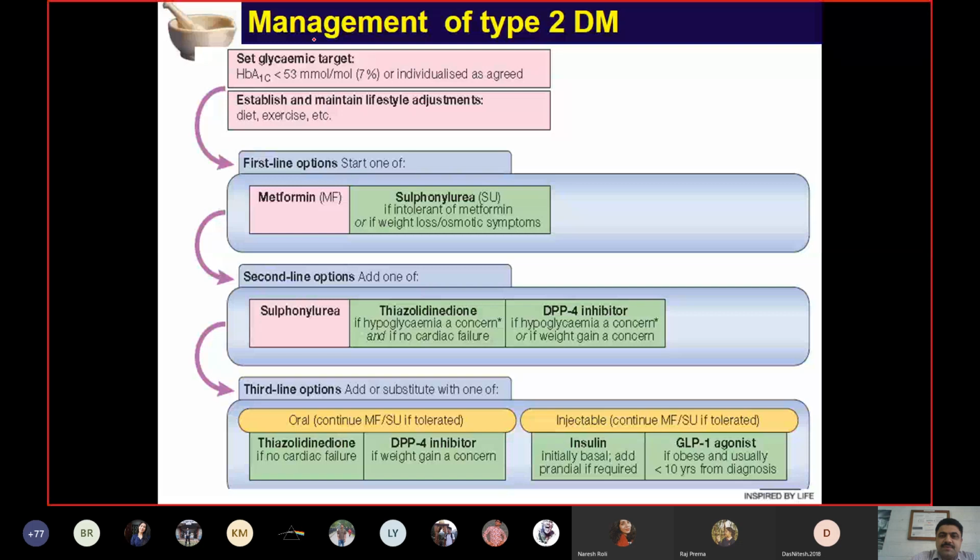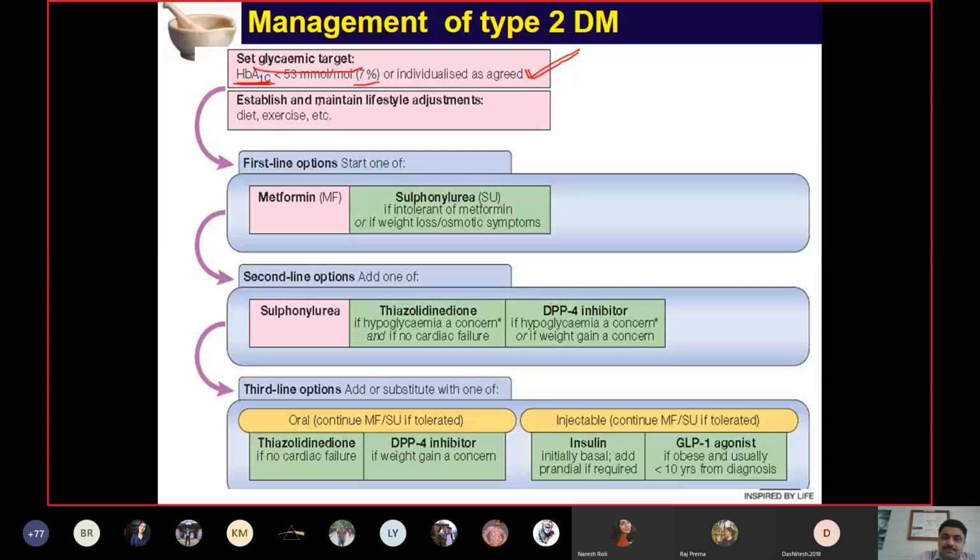So in the management of type 2 diabetes, if a person with type 2 diabetes mellitus comes to you, you have to set the glycemic target, what you want to achieve. This is glycosylated hemoglobin, HbA1c. Generally it should be less than 7%. In a diabetic patient, generally we try to make it less than 7 or 6.5%. Whatever you agree, you make a goal. This is your goal to be achieved. Set a target.